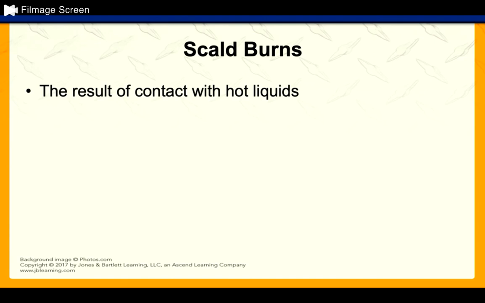For scalding burns, this results when your skin comes into contact with hot liquids. They could be thought of as an immersion burn, when areas of the body end up being fully immersed in a hot liquid, or they can also result from spill burns. You spill some type of hot liquid, such as coffee, tea, or hot soup. Accidentally, you knock it over and it falls on top of your thighs or your legs. Other times it may even be drops, a drop of hot water or a drop of oil that splatters and comes into contact with skin. This is what's referred to as a scalding burn.